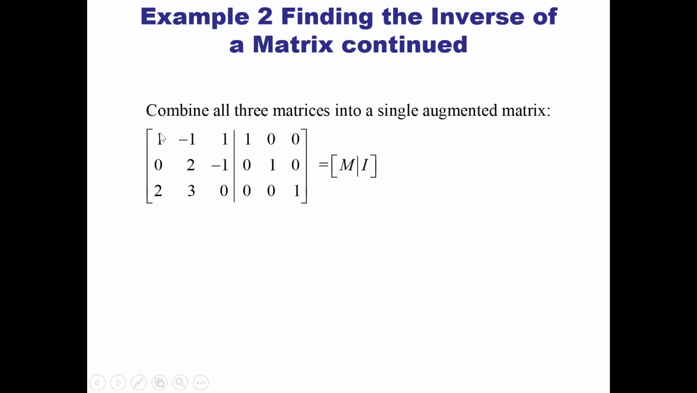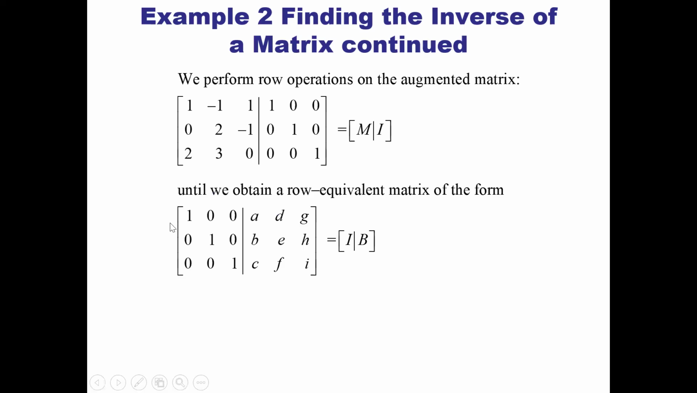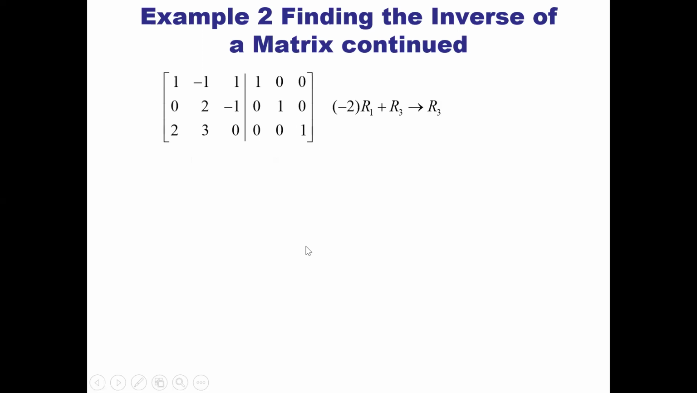Okay, so now we have to work our way down to make this look like this. So this is going to actually end up being over here. We're just going to do row operations. What's going to happen is we're going to get I, augmented with B, and that B is going to be our inverse. Okay. All right. So first things first, what are we going to do?